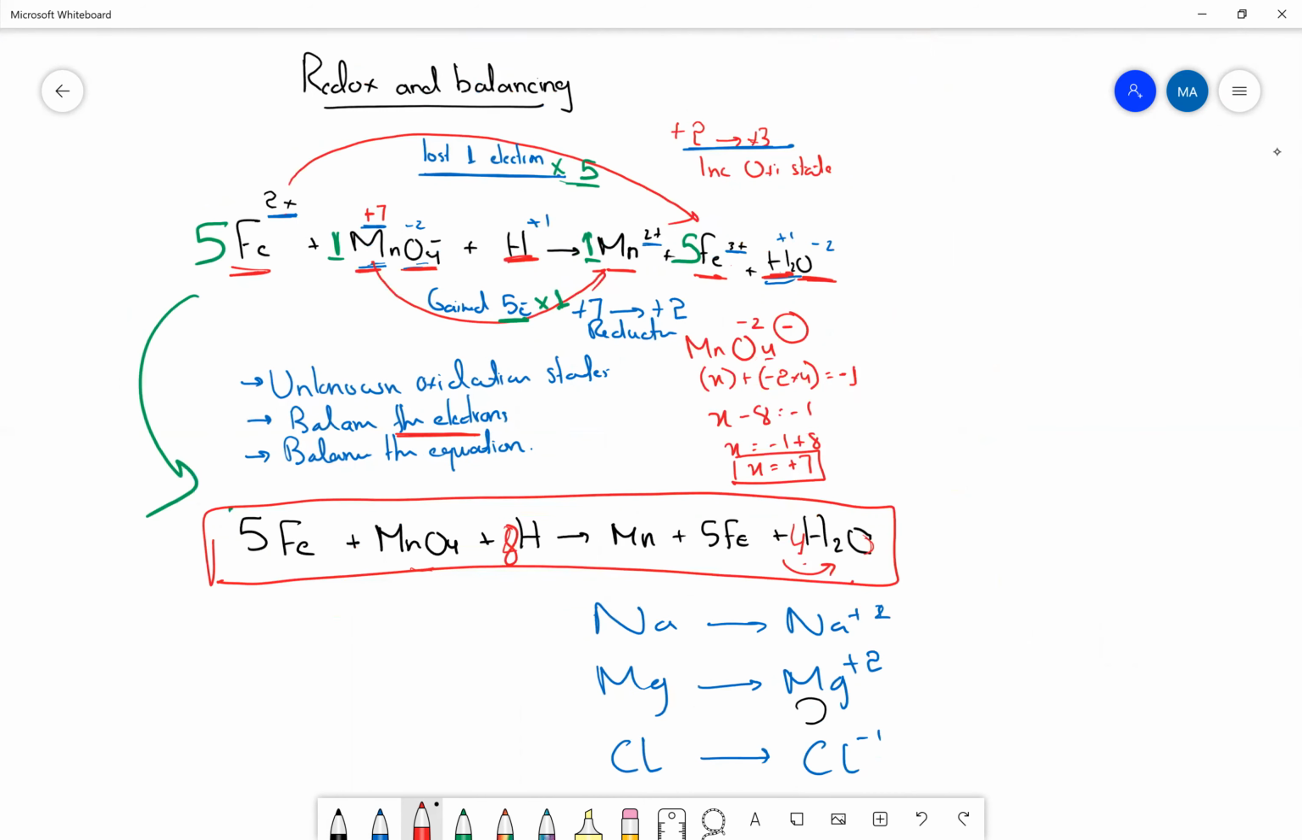So this is how you're going to see some questions. You'll be asked to balance chemical equations according to the number of electrons, and then by using these rules of redox equations.